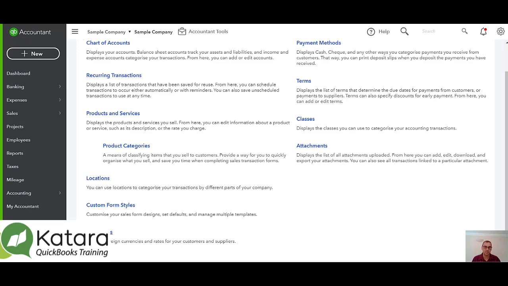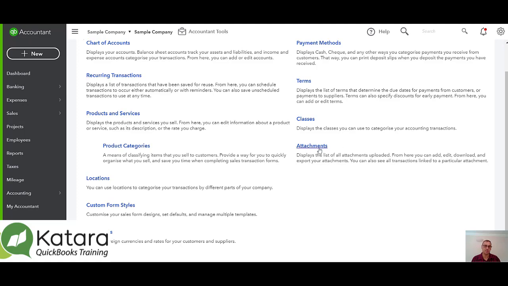We have a currency list where we can add currencies and operate in different currencies. We have a payment method list where we can specify the methods of payment that we're recording as we're entering transactions. So we may receive payment in cash, we may receive payment by BACS. We've got a terms list where again we can add different terms in QuickBooks, so we can certainly have 30 days, due on receipt, 60 days. If we're missing a term, we can add it into that list.